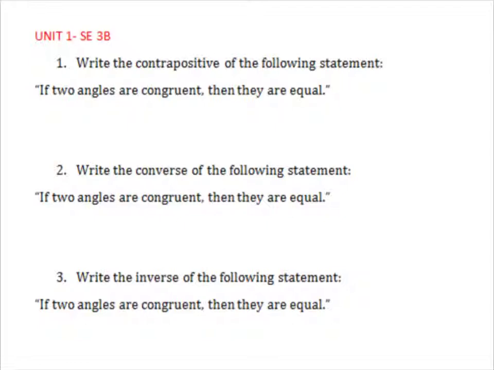Okay, so the first questions talk about contrapositive, converse, and inverse. On the back of the board, I have some things listed about conditional statements and what they are. Conditional statements are our if-then statements. We turn them into converse, inverse, and contrapositive. I'm going to start with the converse one. That's where we switch our hypothesis and conclusion. So we switch them. So instead of if two angles are congruent, then they are equal, we leave our if, we leave our then. Those things don't change.